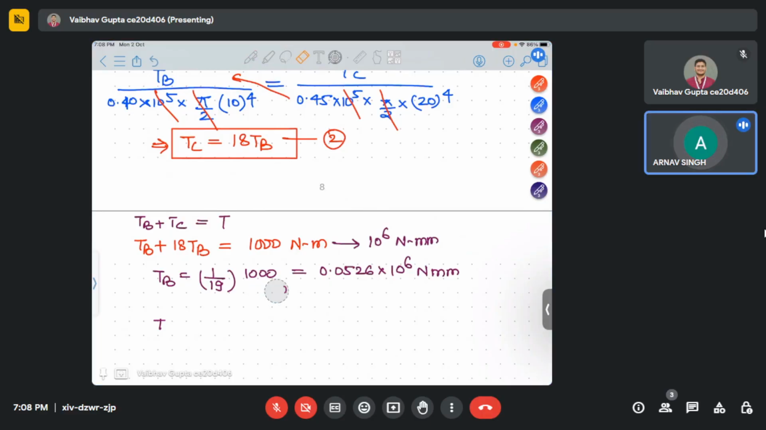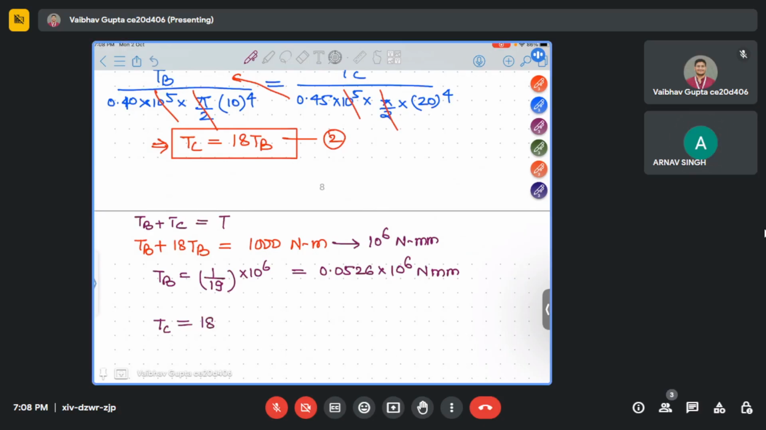1000 into 1000, I'll just change it to 10 to the power 6. Okay, this will be perfect. So now TC will be 18 times of TB. It will be equal to 18 by 19 into 10 to the power 6, which is equal to 0.9473 into 10 to the power 6 Newton mm.